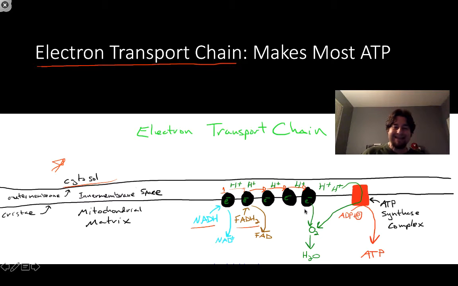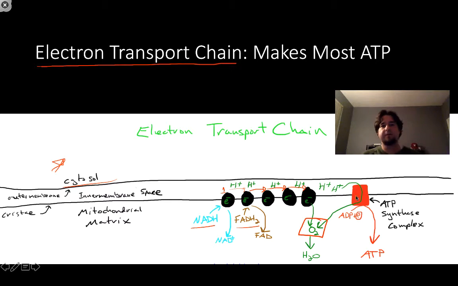The last thing to accept the electrons is oxygen. It's literally the reason why humans need to breathe in oxygen and use oxygen. So the oxygen takes that. Okay, well, wait a second. We still haven't made any ATP yet. I thought this was how it all makes it.